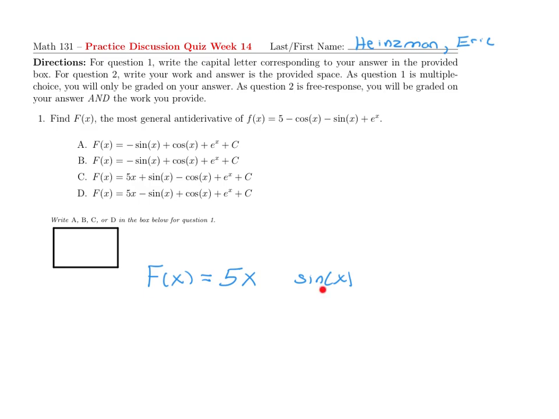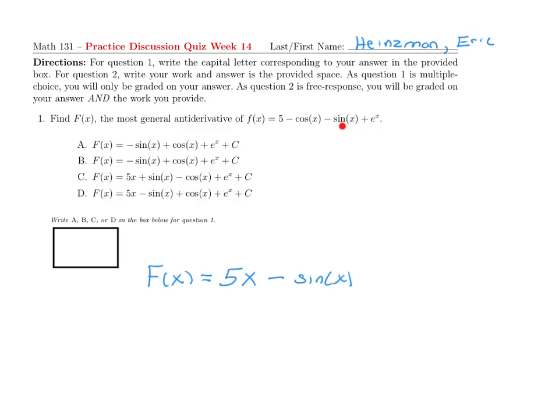Well, the derivative of sine is positive cosine. Therefore, I have to have a negative here in order for this answer to be negative. So ignoring this, sine goes to cosine. We need this negative, so this matches up, and that's correct for the next part.